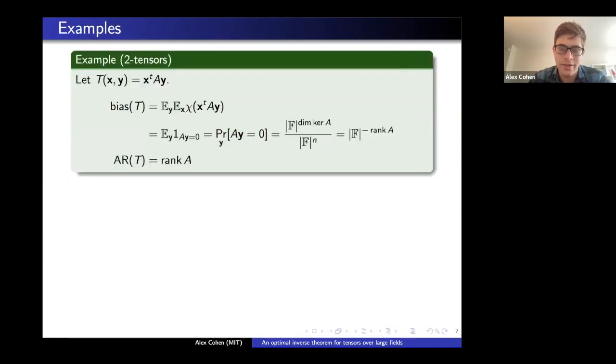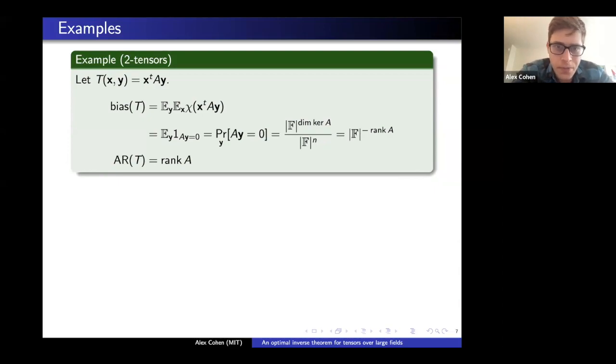So here's a nice example. A nice type of tensor is a 2-tensor, which is the same thing as a matrix. And it turns out that in this case, the analytic rank agrees with just the normal rank of a matrix, which is a good thing. In general, there are so many ways to define the rank of a matrix, and they all agree with each other. And lots of those ways will lead to different notions of rank for a tensor. But all our notions of rank should give the standard rank of a matrix.